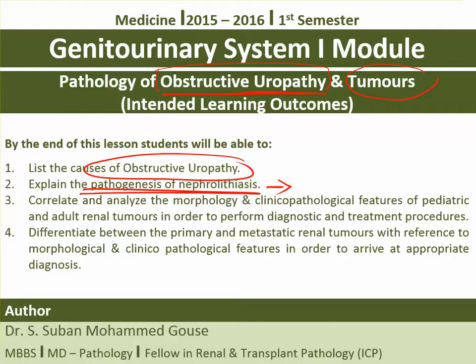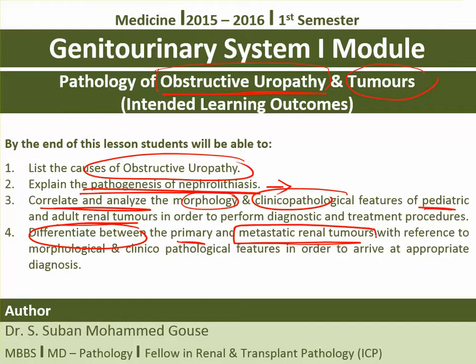Stone in the kidney. And inshallah, you will be able to correlate and analyze the morphological, clinical, and pathological features of pediatric and adult renal tumor. You can also differentiate between primary and metastatic renal tumor. Actually, I am not going to discuss this outcome.